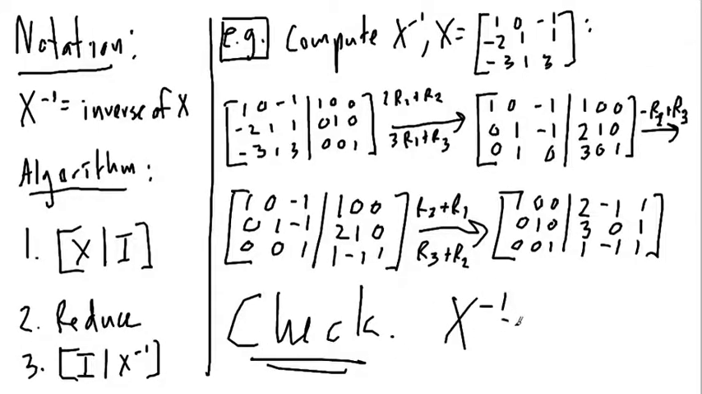In any case, X inverse is 2, -1, 1, 3, 0, 1, 1, negative 1, 1. I am 90% sure that that is right. Looks pretty good to me. Okay, let's do one more example of this sort of thing with a 3 by 3 matrix.